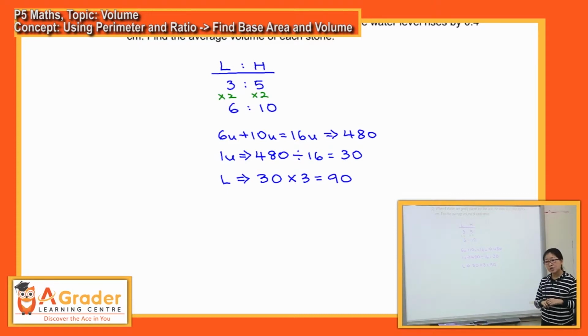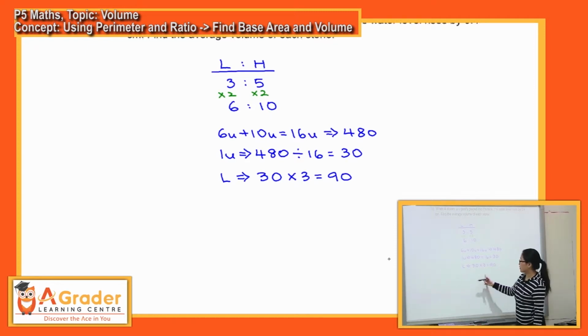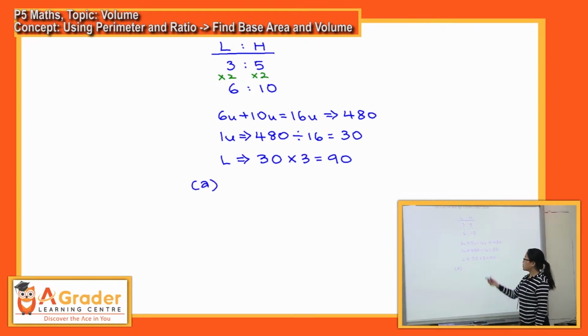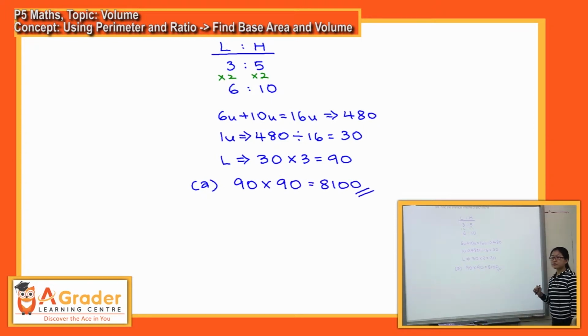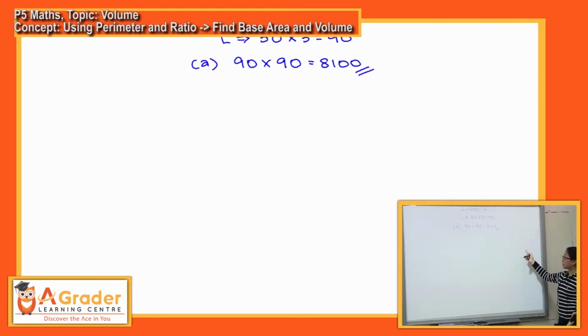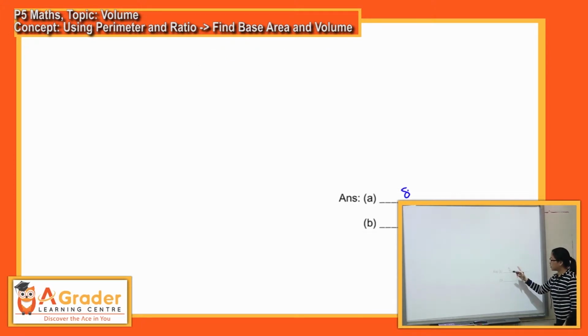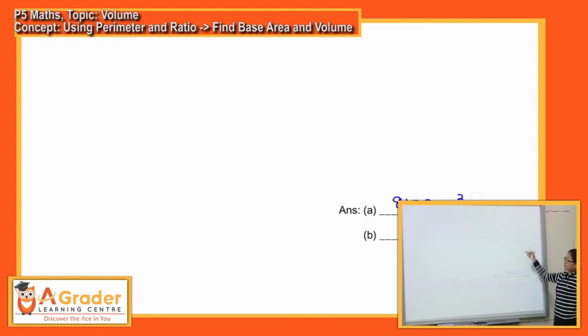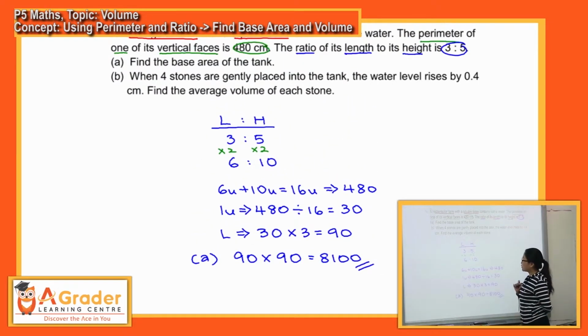So, can I find my part A already? Yes, how? Good. Base area. How do you find area? Length times breadth. The length is the same as the breadth. So 90 times 90 is 8100. Remember, area must put cm square. So, base area is 8,100 cm square.